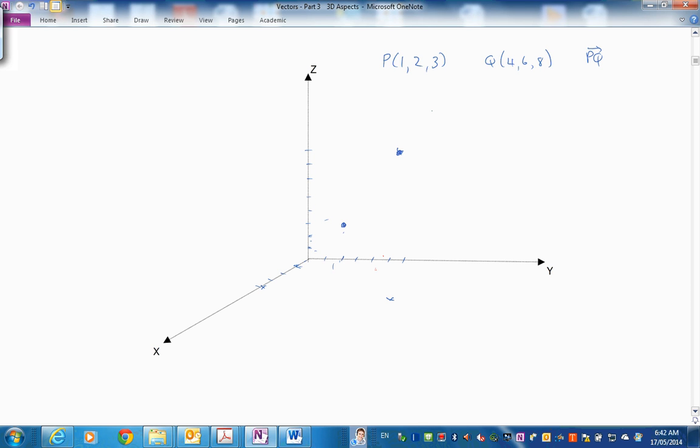Let's see if we can draw the box between those two. So what's the difference? 1 went out to 4, so we came out 3 in the X, then we came along and 2 in the Y went to 6, so this had a difference of 4 along there. We came out 2, 4, and the 3 went to 8 in Z, so there was an extra 5 up there. Let's box it and see what happens now.